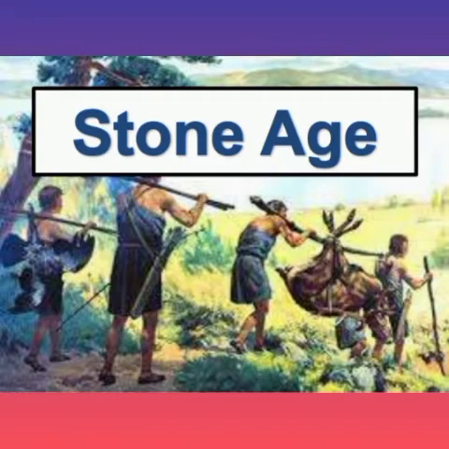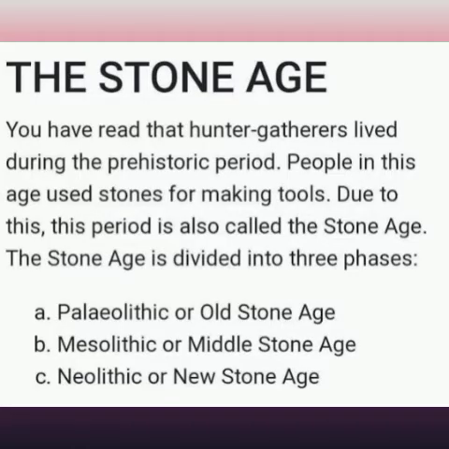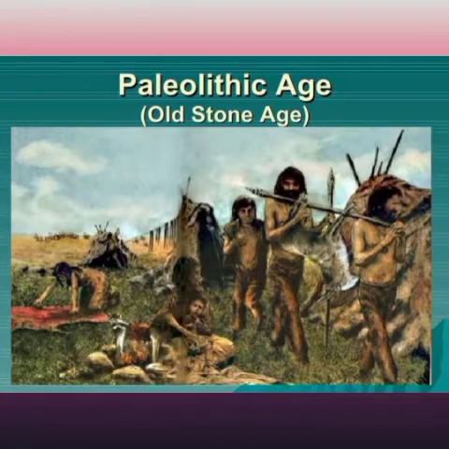So, let's begin. Like in the last chapter, we have learned that people were hunters and gatherers, and in this age they started to use stones for making tools. That's why it was called, and it is called, the Stone Age. And it was divided into three phases, that is the Paleolithic or the Old Stone Age, the Mesolithic or Middle Stone Age, and the Neolithic or the New Stone Age. Okay, so let's go with the first one, the Paleolithic Age.